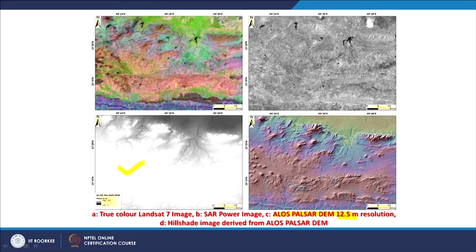The top left is a false color composite. This is the power image, that is the radar image, and then you have a digital elevation model generated with the pair using the SAR interferometry technique, and you are also seeing a shaded relief model or hillshade with colors.